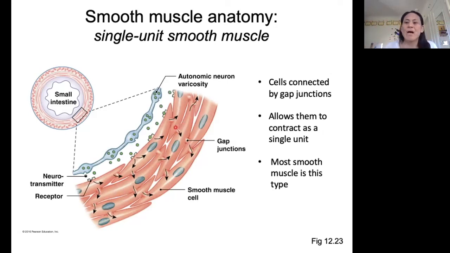Okay. I just want to remind you, these are regulated by the autonomic nervous system. So remember that our autonomic neurons are going to terminate in these varicosities, which are going to release neurotransmitter diffusely across the smooth muscle. So we're going to have a generalized response from the smooth muscle.